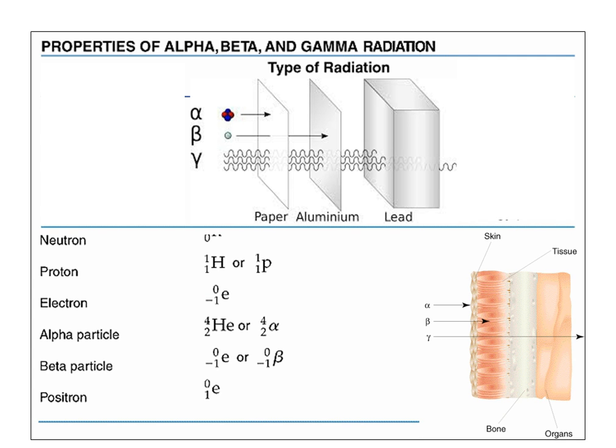So another way to look at this, you can see how the alpha is stopped by the paper, beta goes through that but is stopped by aluminum. Gamma goes through the first two, but is stopped for the most part by lead.